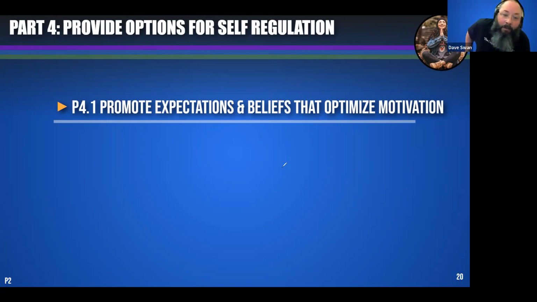Okay, so under this idea of providing options for self-regulation, in other words, giving our students different options or moments or activities for self-regulation, we're going to look at how we can promote expectations and beliefs. Expectations are outside of the student: here are your expectations. But beliefs are intrinsic, they're within themselves. So how can we promote beliefs within our students that optimize their own motivation?